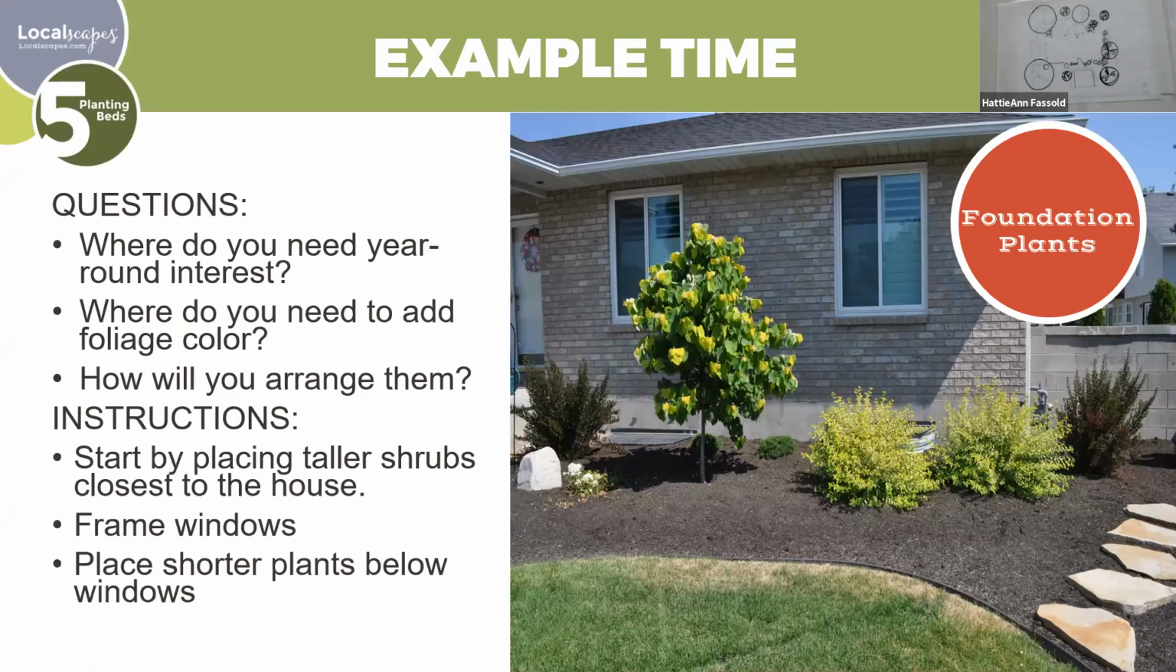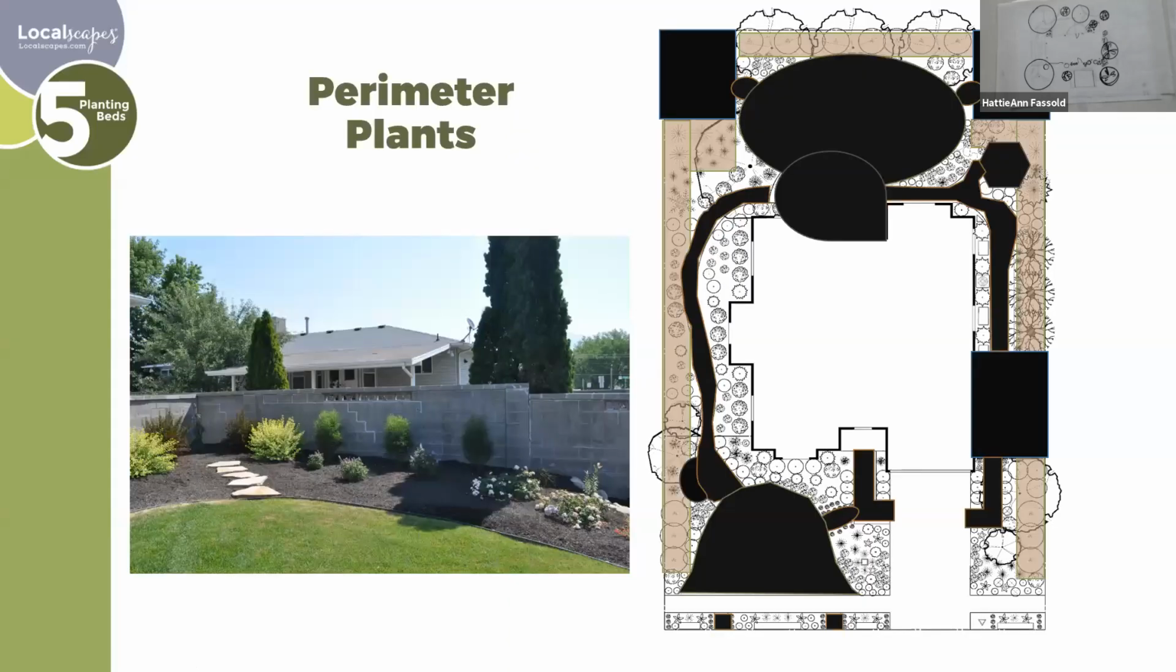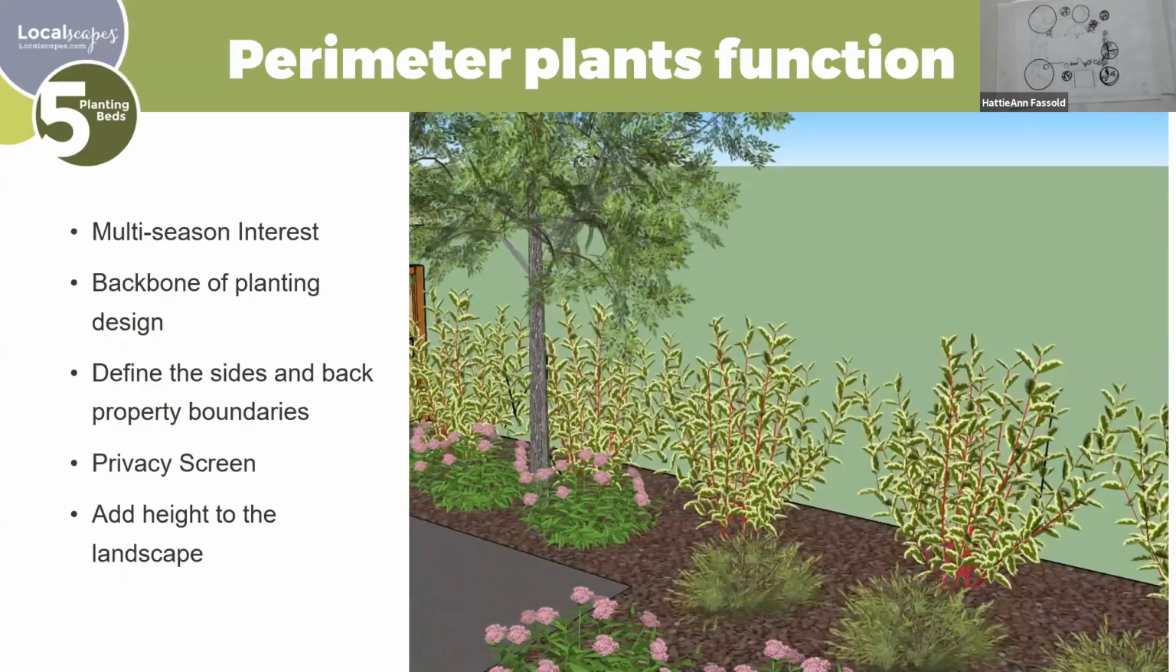Okay, so next are your perimeter plants. Those are the ones around the perimeter of your yard. It's pretty much the same. They're the backbone of your planting. They define the sides and back property boundaries, so they're good definer plants. They add height to your landscape and can act as a privacy screen. Again, you want them to have multi-season interest.